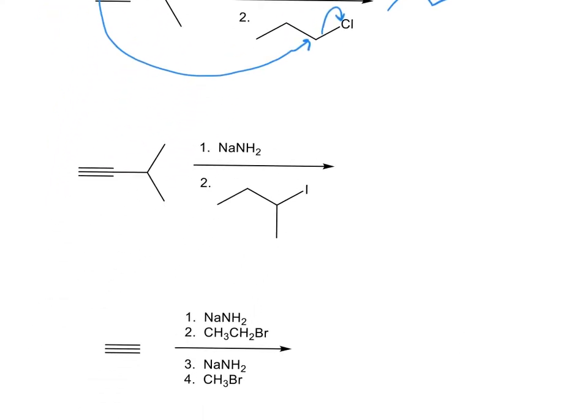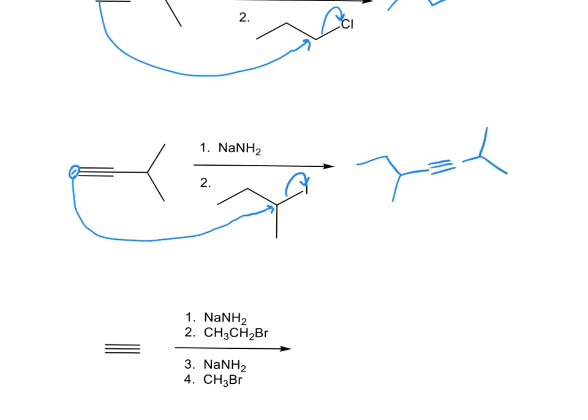The next one, base is going to remove this hydrogen. That negative charge is going to be attracted to the carbon attached to the iodine. So we're going to add this sec-butyl group to the end of our alkyne.